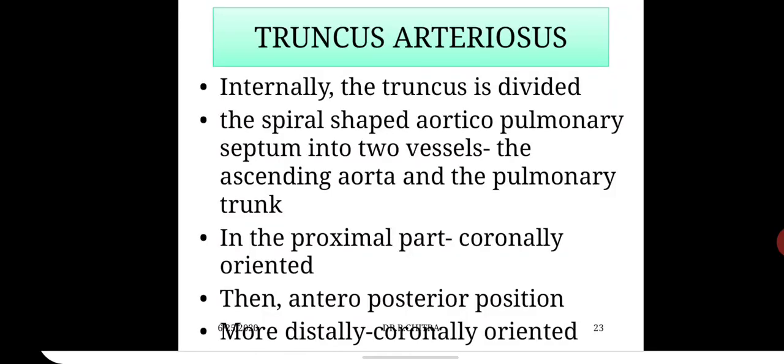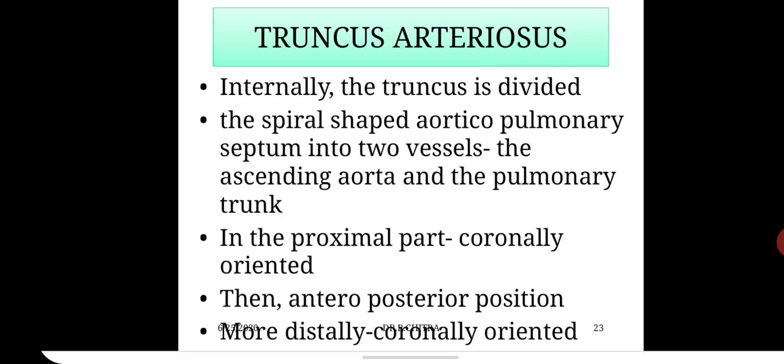So now internally the truncus is divided by the spiral shaped aorticopulmonary septum into two vessels. So the truncus arteriosus will give rise to the ascending aorta and pulmonary trunk. It is divided by the spiral shaped septum. So that is the interesting feature you should note. If you see the septum in the proximal part, it is coronally oriented. In the middle part, it is in anteroposterior position. More distally, it is coronally oriented. So that will explain the relations of the pulmonary trunk and ascending aorta in the adult thorax.